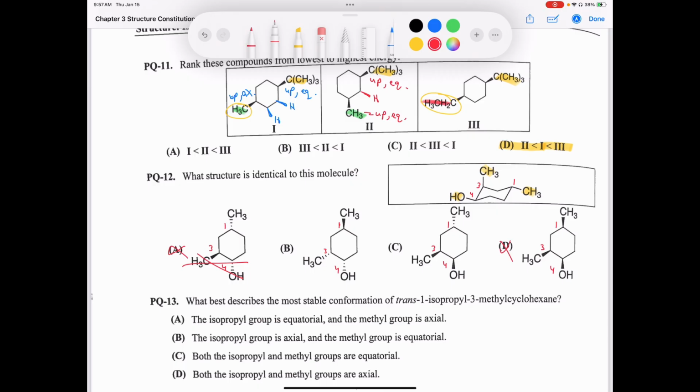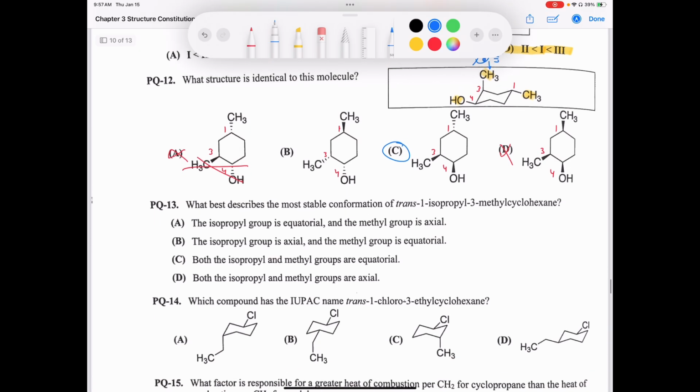Well, you can see that if you were to take your eyeball and look at this compound, if you imagine looking at it from this direction, you'd see the methyl group is going down away from you at carbon 1. It's coming up towards you at carbon 3. And the hydroxyl group is coming up towards you at carbon number 4. And so the answer would be C. And of course, compound B would just be the enantiomer of C.